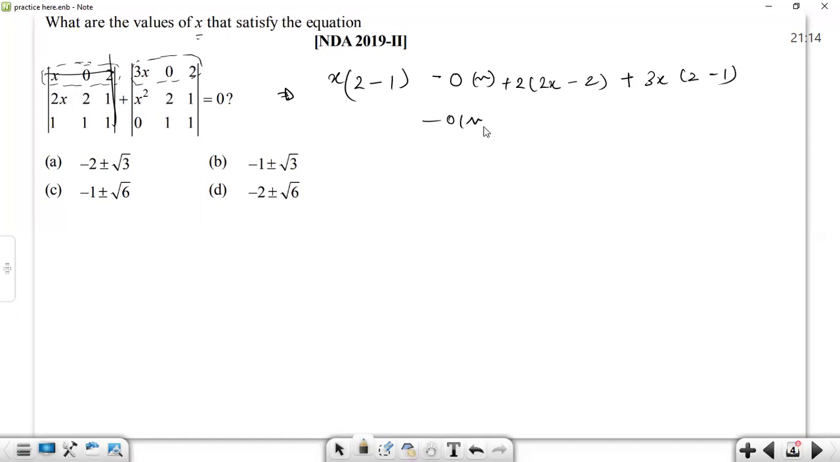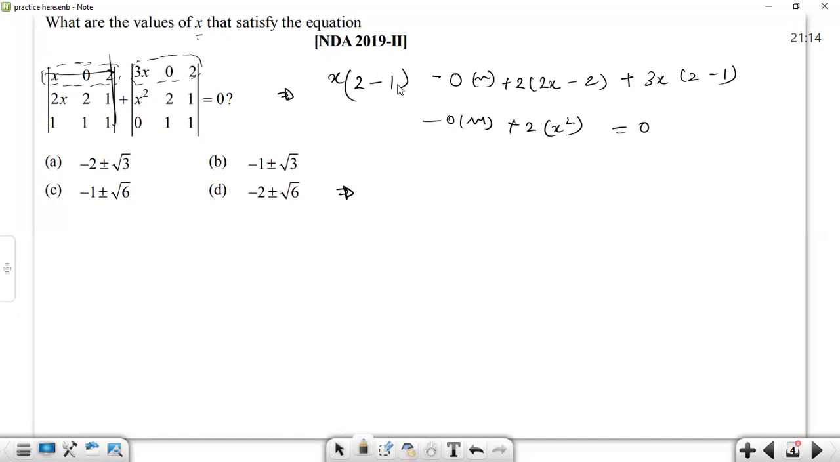Minus of 0, anything doesn't matter. When it gets multiplied with 0, it becomes 0. Plus 2. Now the cofactor of 2, excluding the row and the column: x square into 1, that is x square, minus 2 into 0, that is 0. Now it's given as equal to 0.